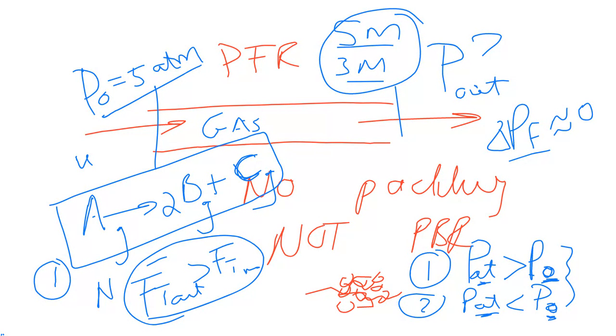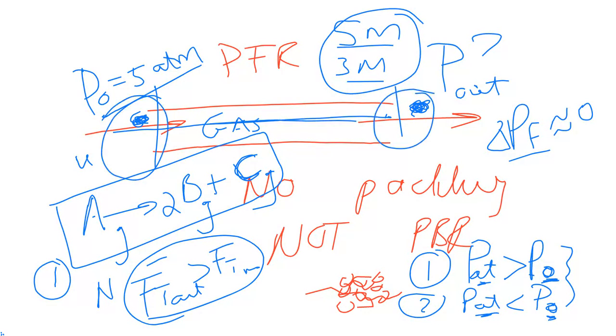The stuff will speed up. If you do not have a pump or a compressor, you will never, ever see an increase in pressure in a flowing stream. Otherwise, if the pressure here is higher than the pressure at the inlet, there will not be flow. The driving force to drive flow from this side to that side is the pressure differential.